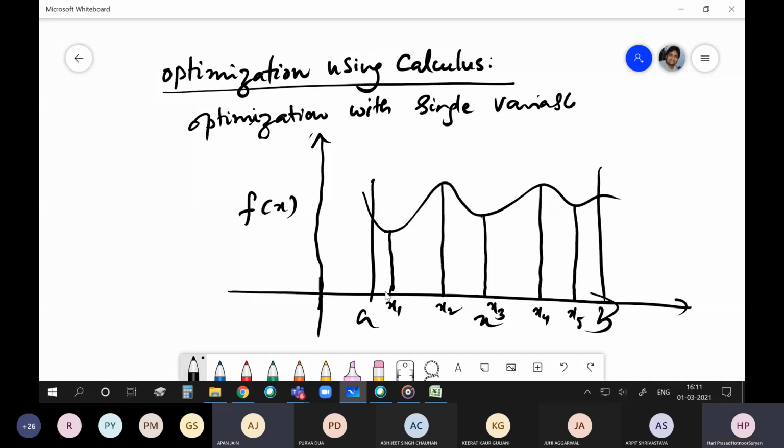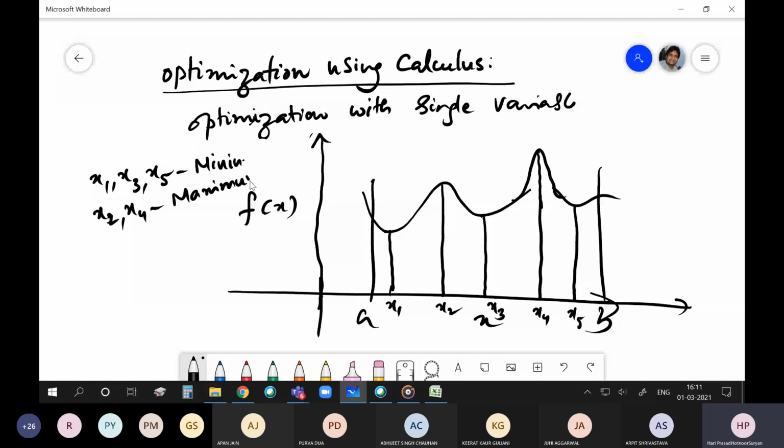At what points do we have the minimum? At x1, x3 and x5 we have the minimum, and we have the maximum at x2 and x4.